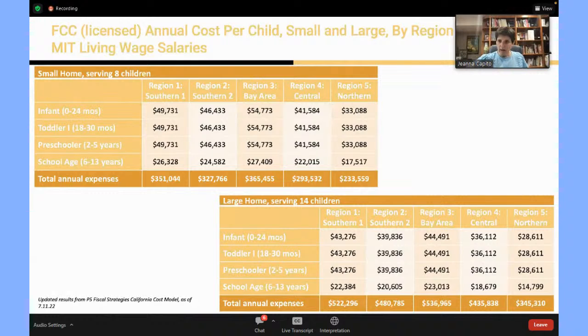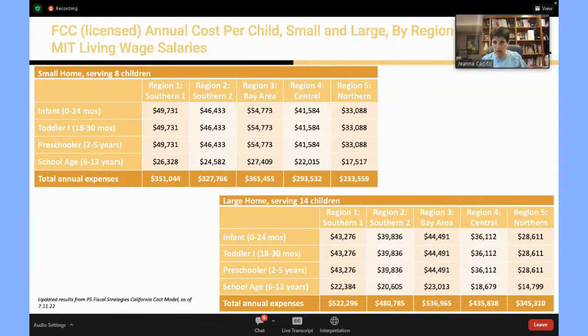I raise that, or sort of highlight that, as we look at the small versus large home, because when you go to the bottom chart, you see that the cost per child is a little bit lower for serving 14 children than 8. And that has a lot to do with serving 14 children instead of 8. When you're dividing the expenses by the number of children, you're dividing by 14 instead of 8.